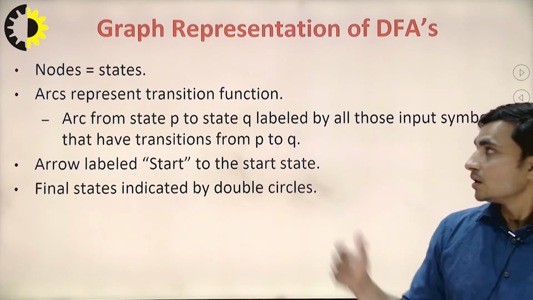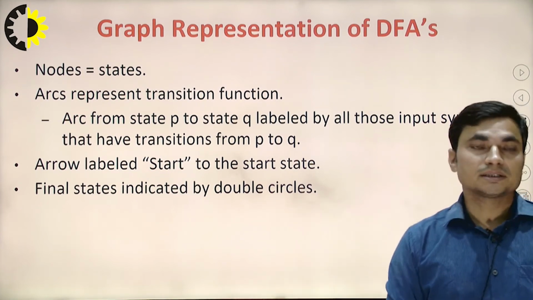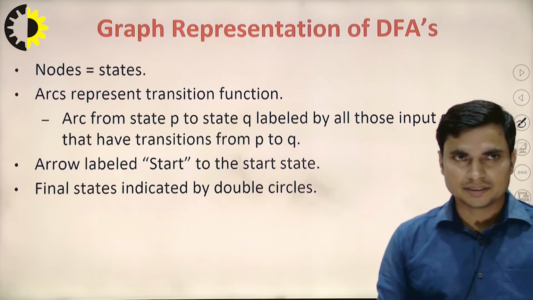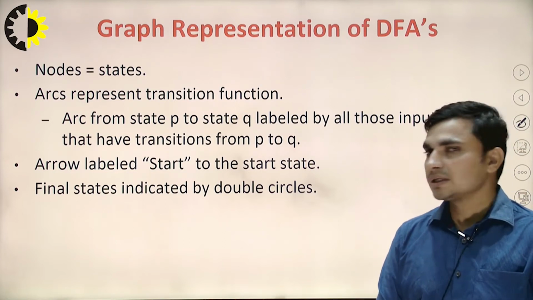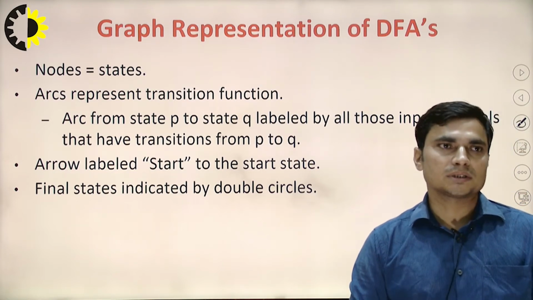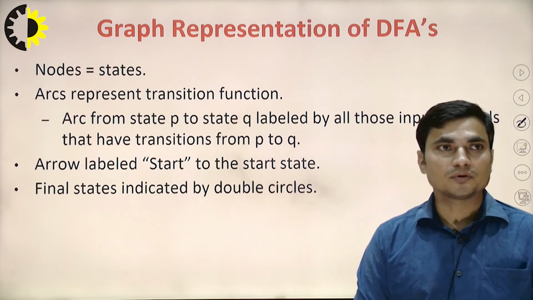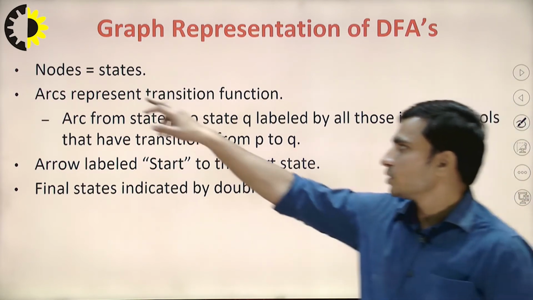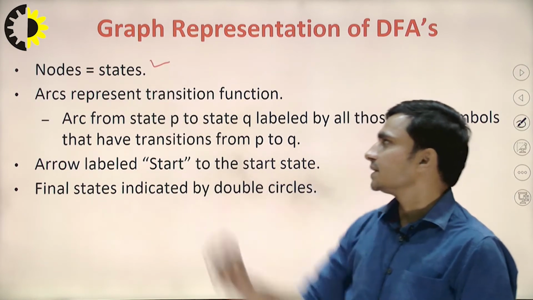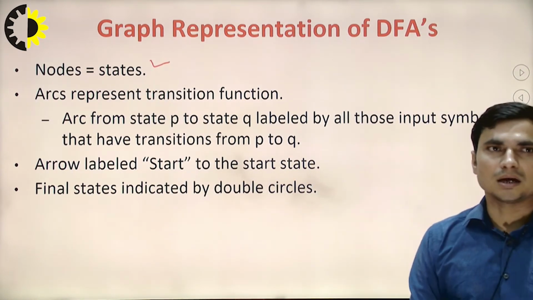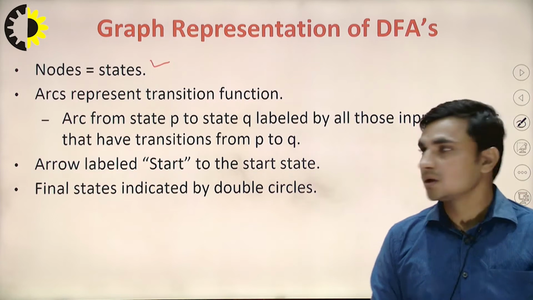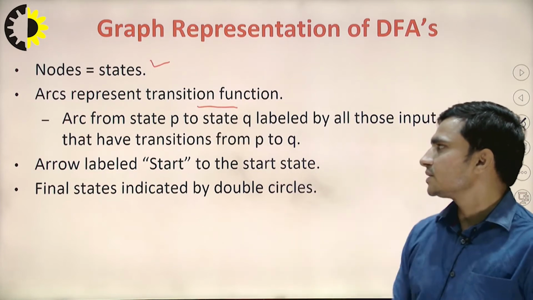Now we have certain representations of DFA. We can represent a DFA as a graph, or we can represent it as a table. In the graph representation of a DFA, we have nodes, and nodes represent the states. There are also certain arcs, which are labeled arcs, and they represent the transition function.